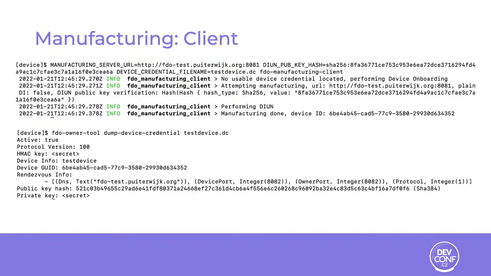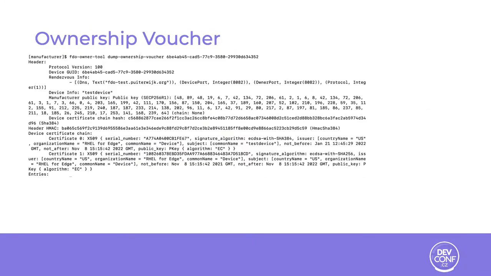So if I look at the device credential, you will see that it contains an HMAC secret. It contains device information, so the serial number, or in this case, the word test device. The GUID, and it would contain the rendezvous info, so the port and the URL of the rendezvous server. When I look at the manufacturing server, we get an ownership voucher, which contains the items as I previously discussed. Note that the entries part currently is empty.